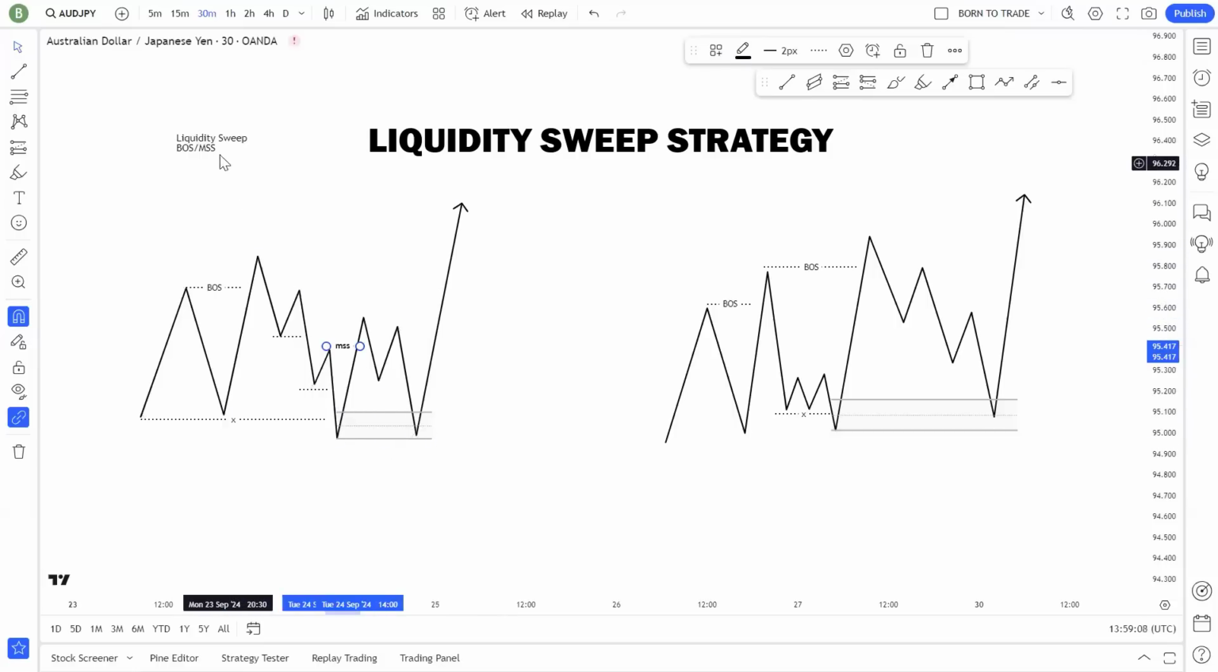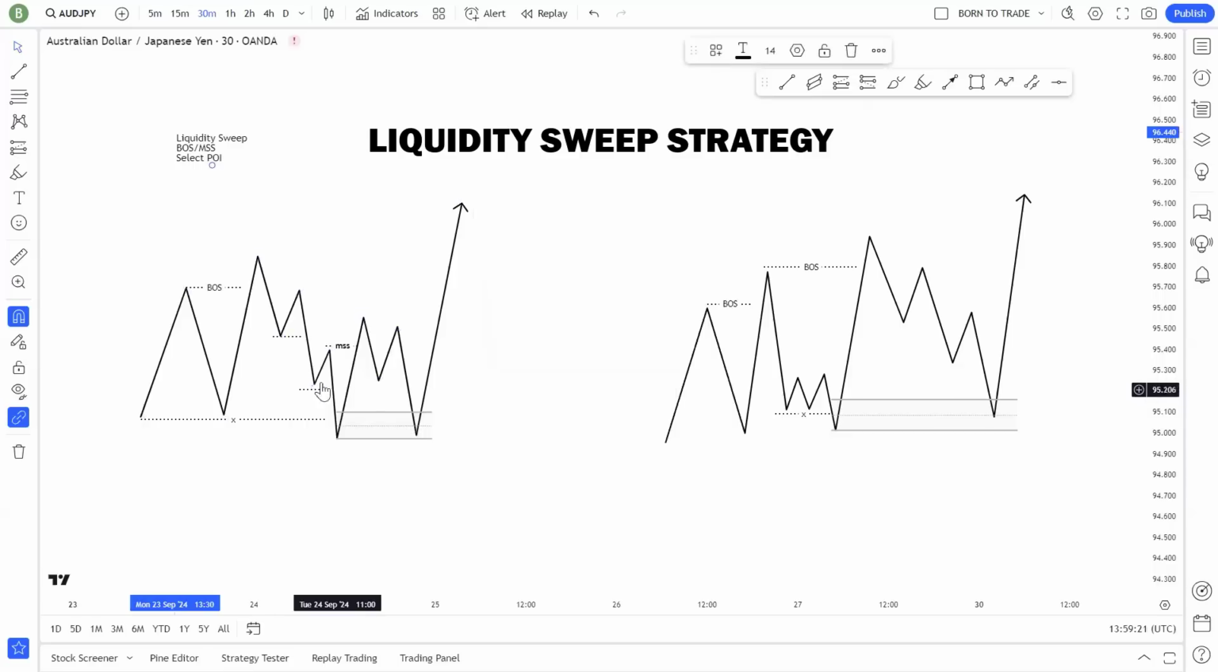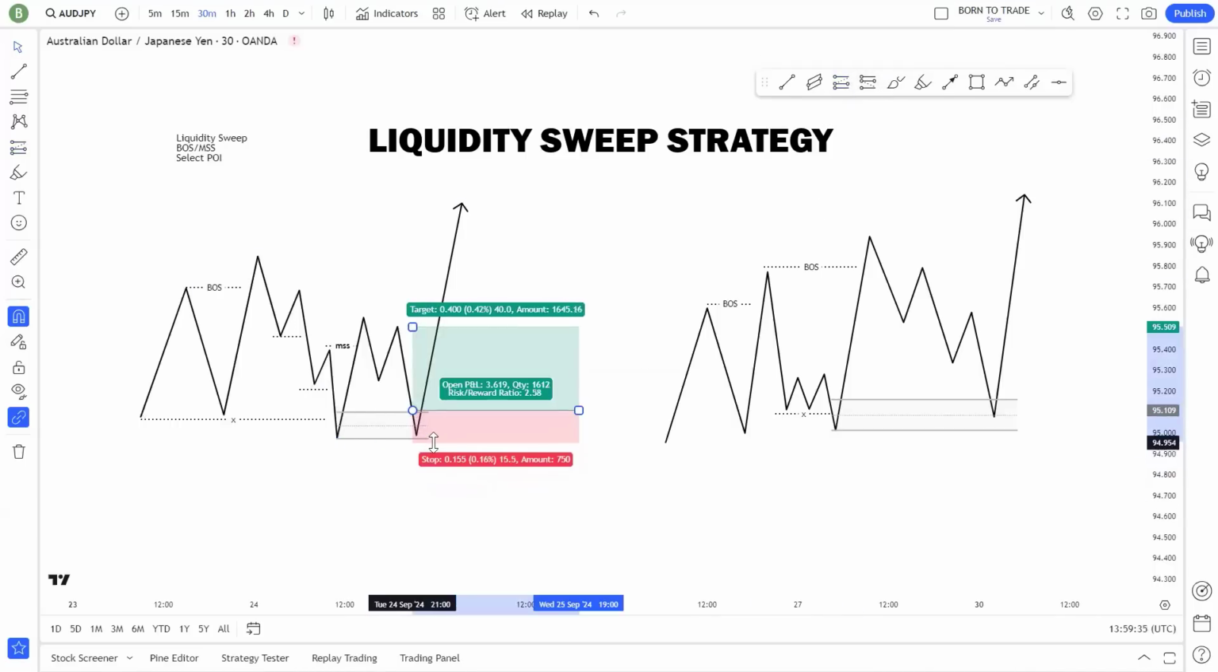Now, when you identify this market structure shift, what you have to do is to select your POI. You have to select your POI at this particular area. Since you're looking to buy, what you're going to be selecting is your demand level. So this is your point of interest right here. Once you select here, this is where you place your order, waiting for price to come back to this particular area at your point of interest. And you're going to look to buy from this particular area and you place your targets.